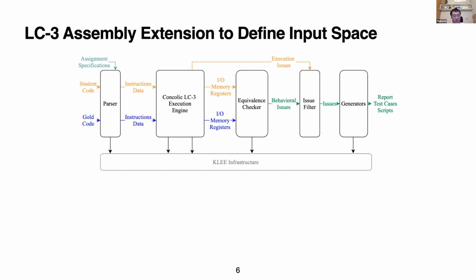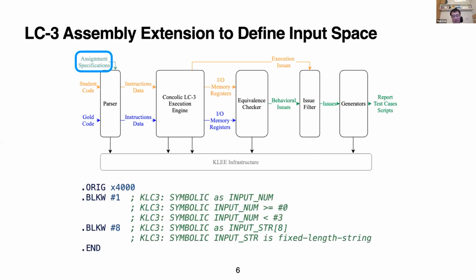The first step is the definition of symbolic variables. In KLEE, symbolic variables are defined through some C APIs, but we are developing tools for assembly languages, and there are no such assembly APIs. Instead, we use the comments in the assembly code to specify the input, so that course staff who are not familiar with KLEE can also make use of the tool easily.